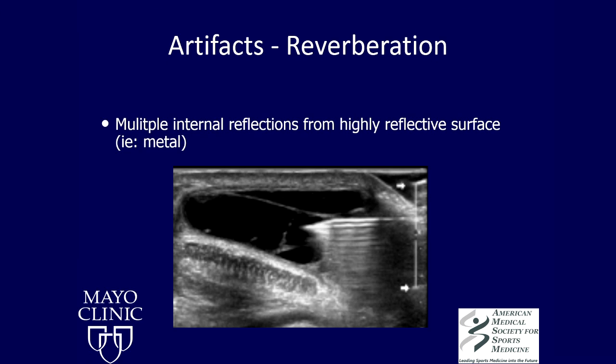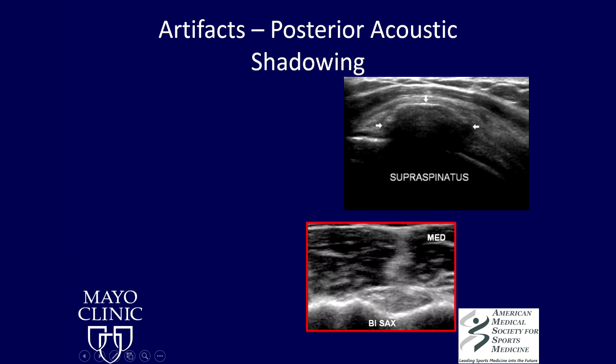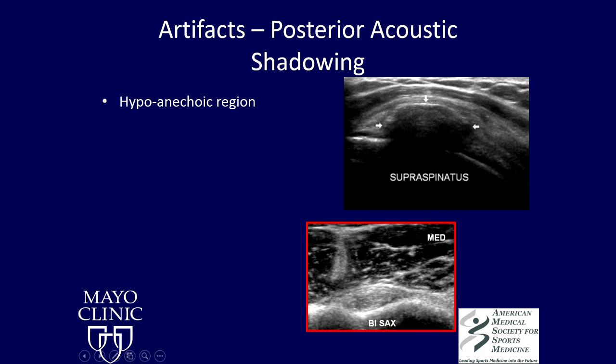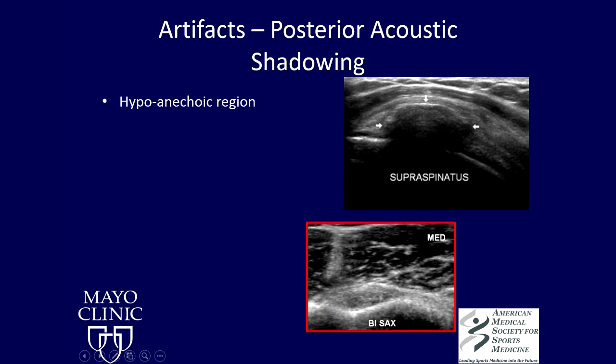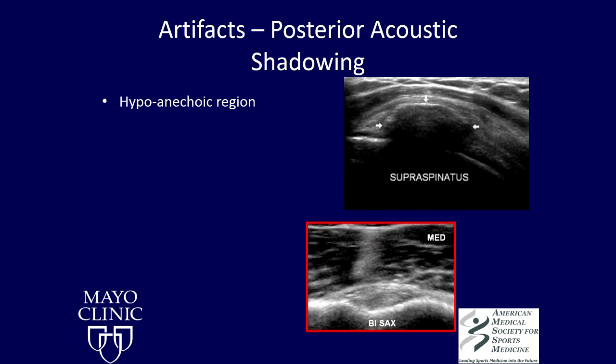So reverberation artifact is where a flat, very reflective surface sends a whole bunch of sound waves back up to your transducer. But since your transducer is also flat, some of the sound waves are going to reflect back down again, and you're going to get this back and forth reverberation of sound waves, which is going to create these echoes down lower that make it look like there are multiple needles down below the needle at the top. So this is reverberation artifact. It's common with metal. Posterior acoustic shadowing is a hypo or anechoic region below an area that has high reflectivity, like calcifications.